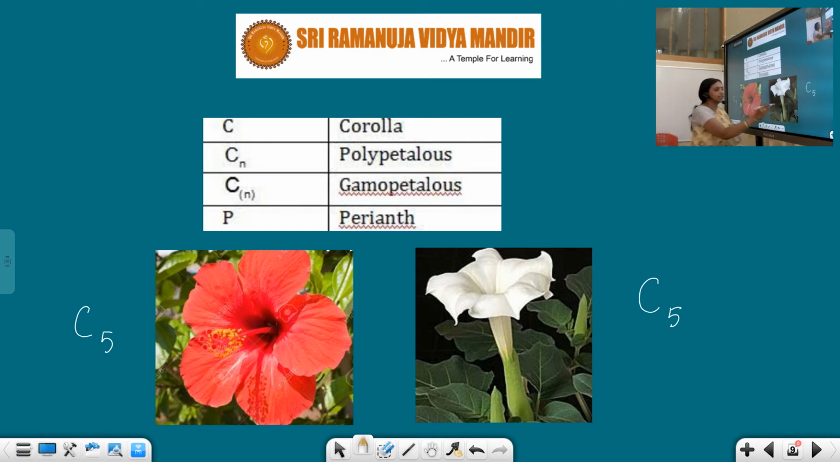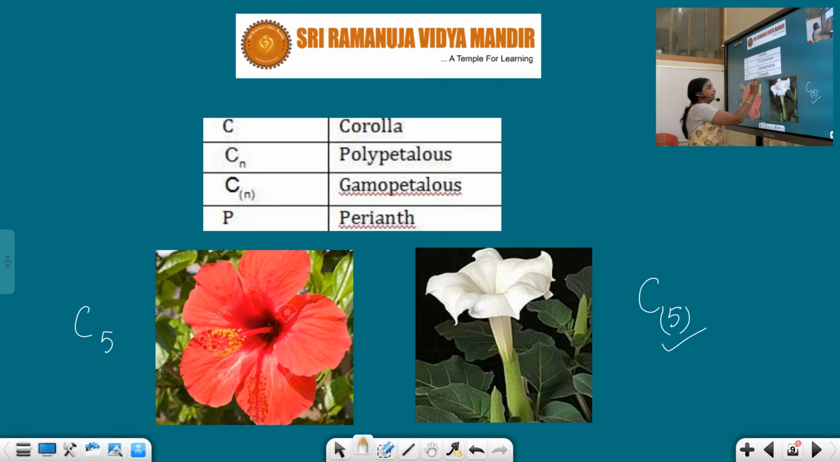But for this flower, Dhatura, you see here the petals are united. So all the 5 petals are there, of course, 1, 2, 3, 4 and 5. 5 petals are there, but all the 5 petals are united. The corolla is united, so it is shown within a bracket. So this is for corolla.